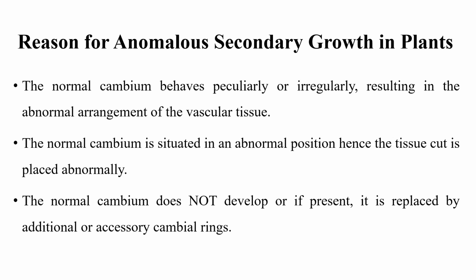Third, the normal cambium does not develop, or if present, it is replaced by an additional or accessory cambial ring. So the normal cambium is not developed but replaced by another accessory cambial ring, or generally the normal cambium is present as it is and along with it many additional or accessory cambial rings are also present in the plant. So these are the cases and reasons of anomalous secondary growth.